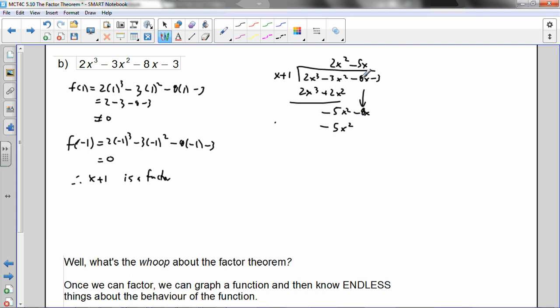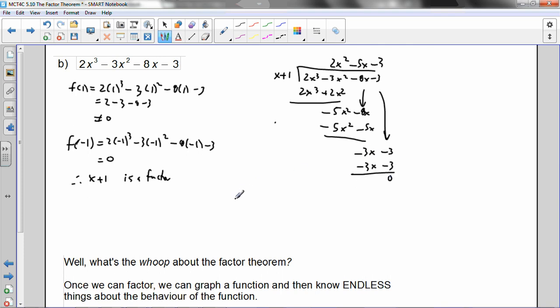Remember, if I'm going too fast, you can pause the video and give it a good think about what's going on. And remember, this has got to work out, because I found that x plus 1 is a factor. This has got to work out evenly, otherwise I've goofed something up. Bring down the minus 3 here. That's minus 3. And yeah, it's going to work out.